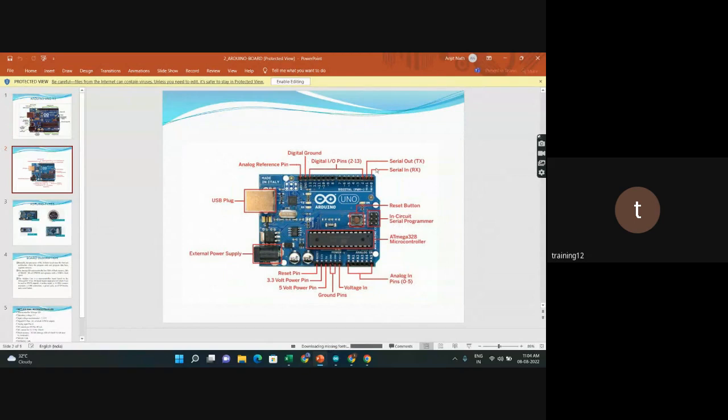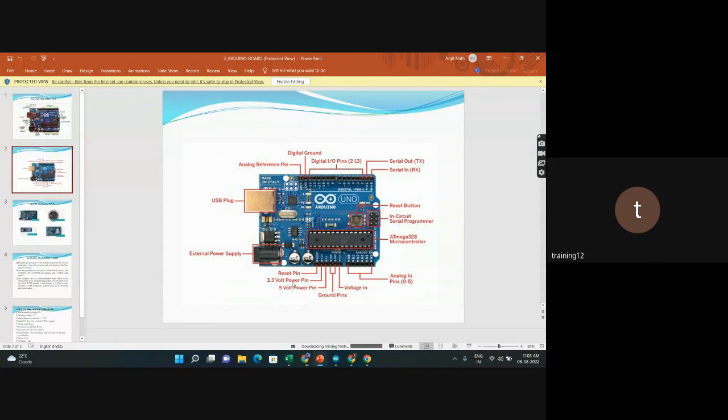So serial out and serial in cannot be used for general purpose. They are used for special purposes. These are only TX and RX. We use these 2 pins only for receiver and transmitter operation. And pin 13 is a digital pin. I have already discussed the Vin pin, 5 volt and 3.3 volt.